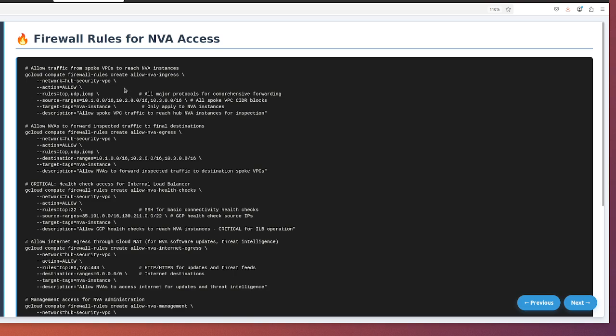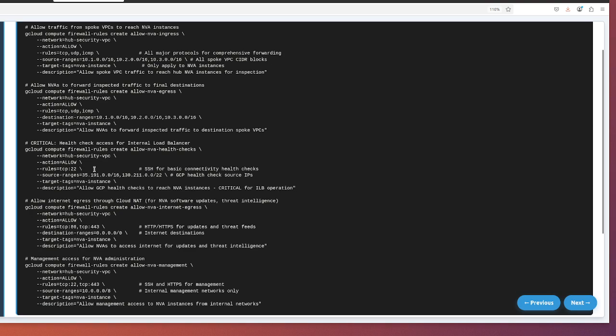The allow-NVA-ingress rule permits traffic from all spoke VPC IP ranges to reach the NVA instances. The rule's parameter, specifying TCP, UDP, and ICMP, covers all major protocols. In production, you might want to be more restrictive, but for initial deployment, this broad rule ensures connectivity. The target tags parameter set to NVA-instance is crucial. It means this rule only applies to instances with that specific tag. This prevents accidentally opening up other instances in the security VPC to traffic from the spoke VPCs.